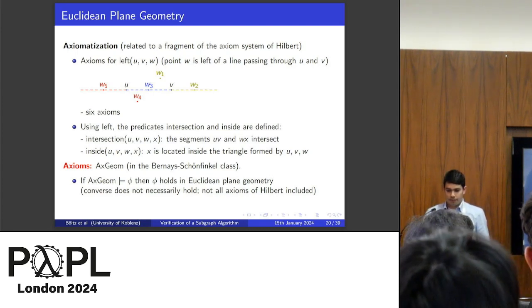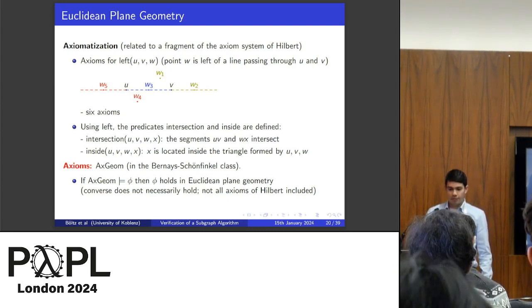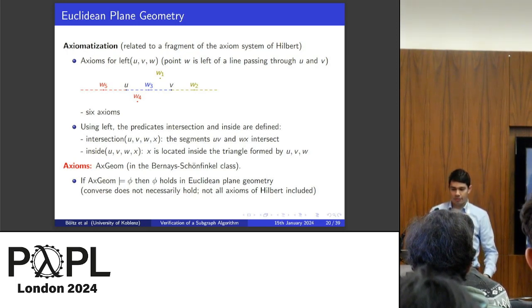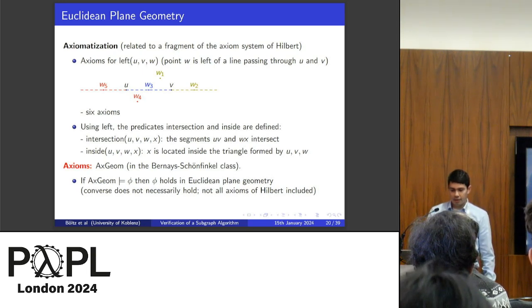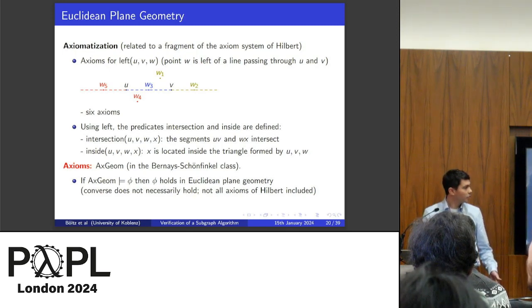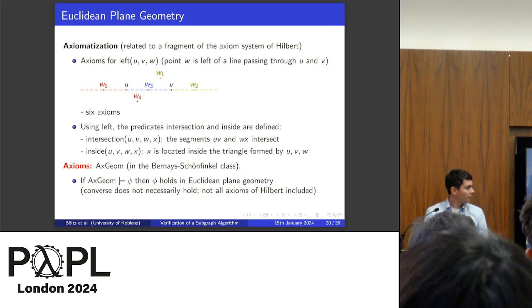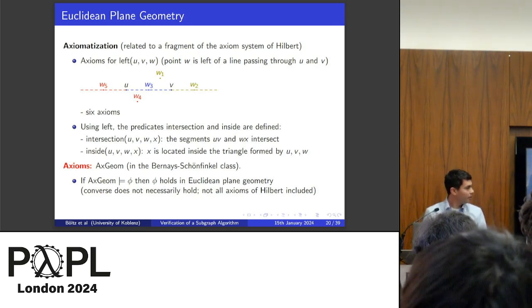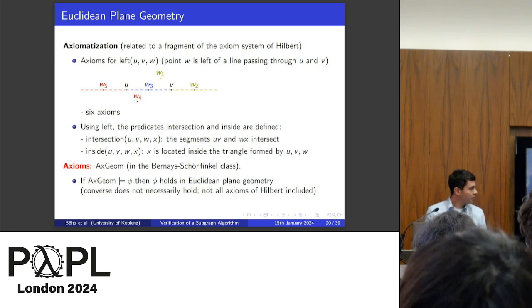Now to the modeling of the Euclidean plane geometry. We used an axiomatization related to a fragment of Hilbert's axiom system and started with an axiom left, which has the intuitive meaning that point W is left of a line passing through U and V, and in this case W1, W2 and W3 would be left of UV, while W3, W4 and W5 would be left of VU, and the point which is located between them is both left of UV and left of VU.